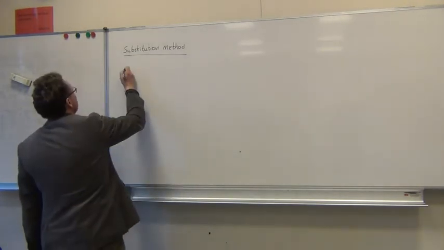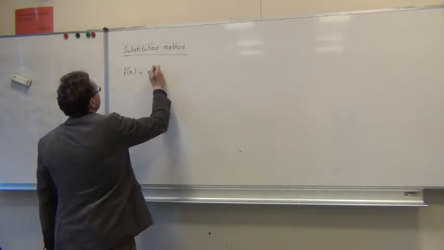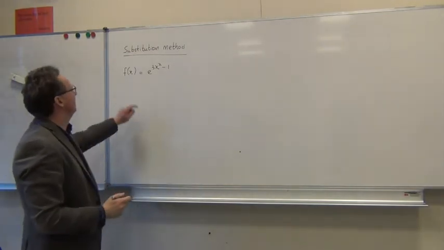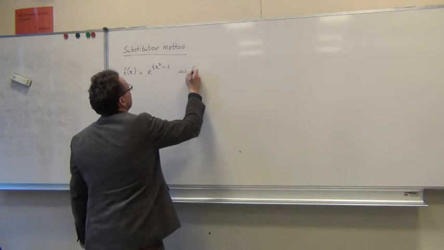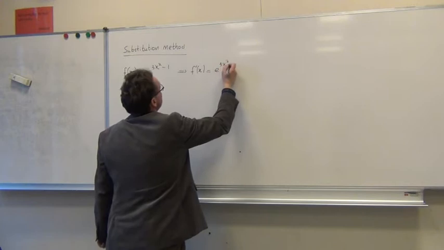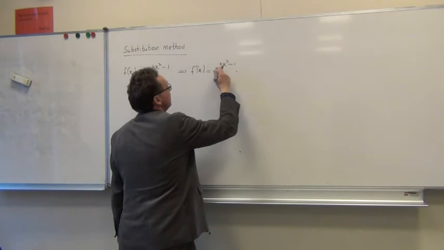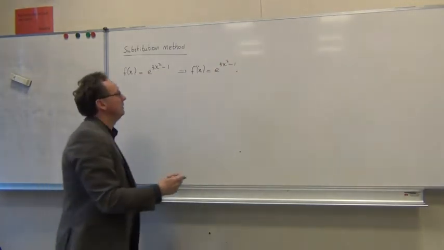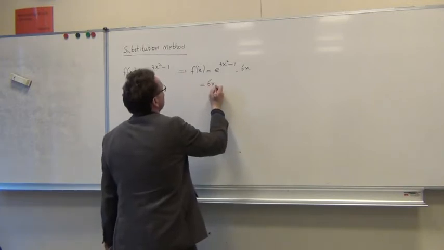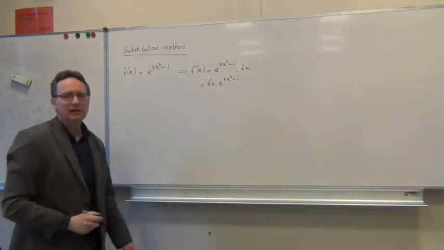So for example, if I write down f(x) equals e to the power 3x squared minus 1, you should know that the derivative is not just e to the power 3x squared minus 1, but you have to multiply with the derivative of 3x squared minus 1, so that's 6x. So the derivative is 6x times e to the power 3x squared minus 1. And that's an example of the chain rule.